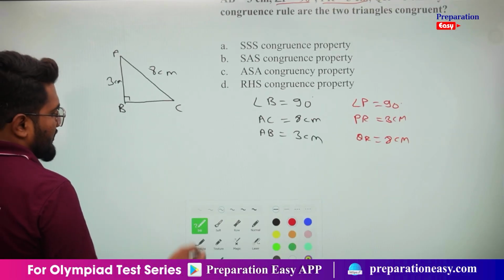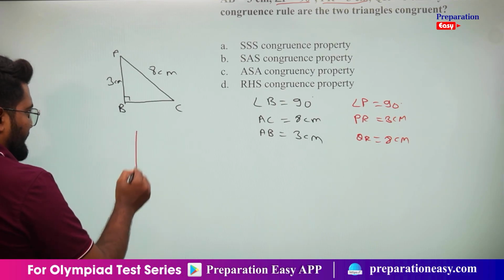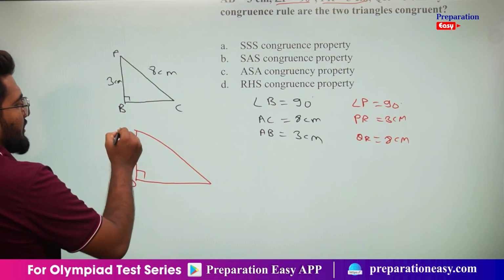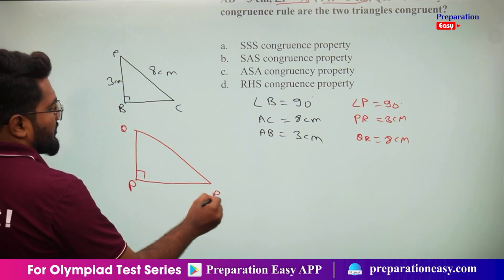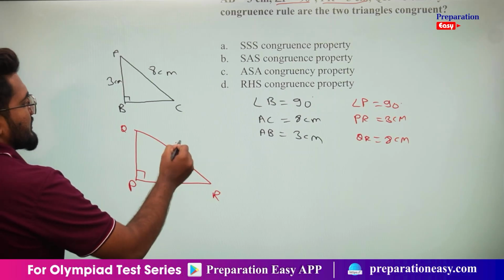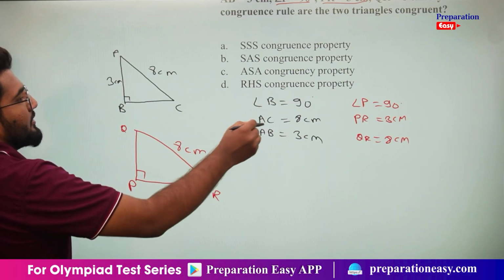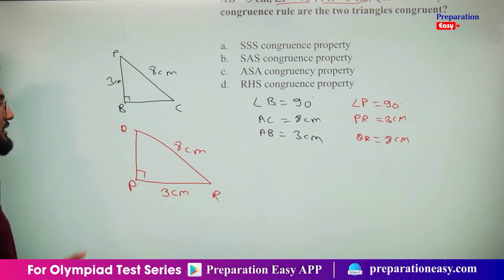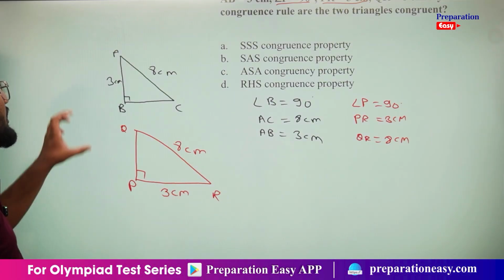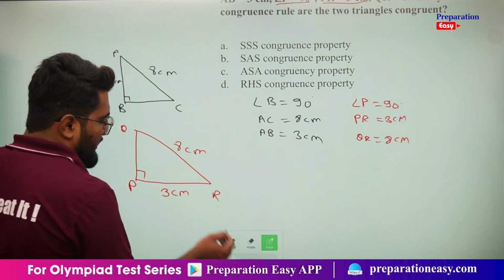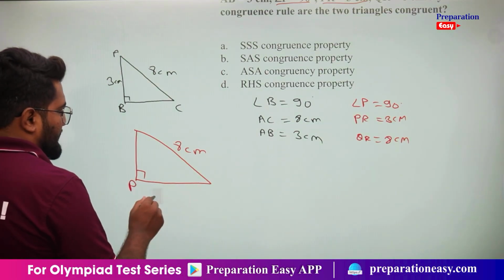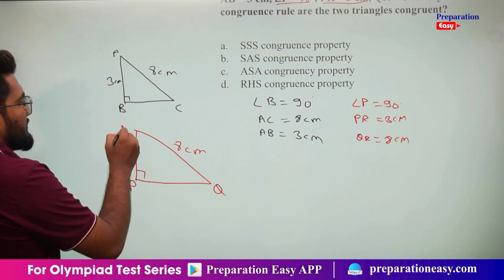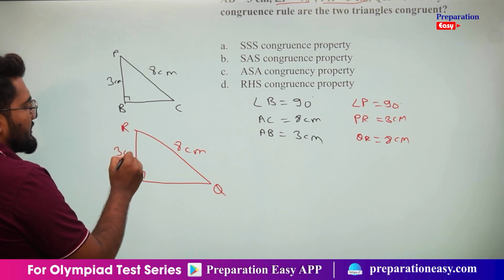Second triangle is right-angled (90 degrees) at P, with points P, Q and R. QR is again 8 centimeter and PR is 3 centimeter. Okay, so we can write it like this: P, this one Q and this will be R. So PR is 3 centimeter.